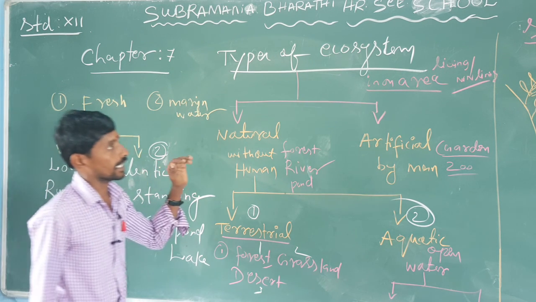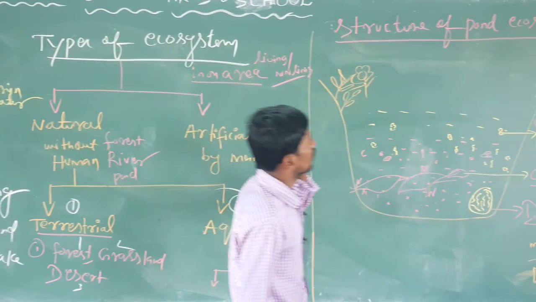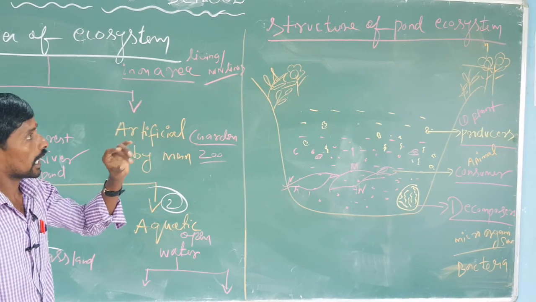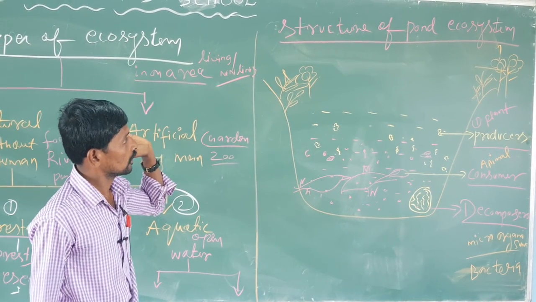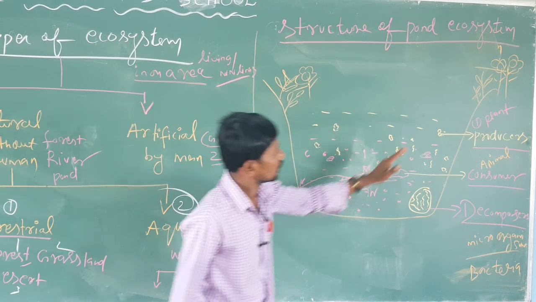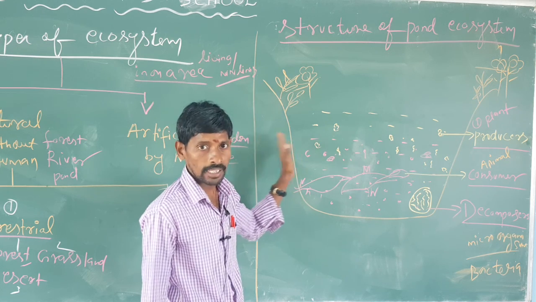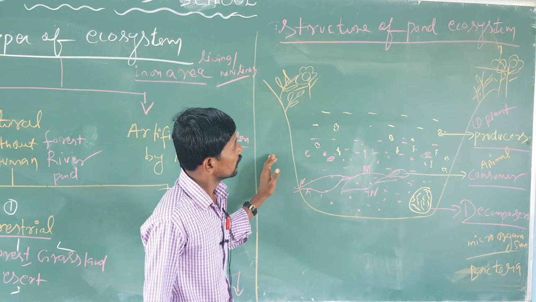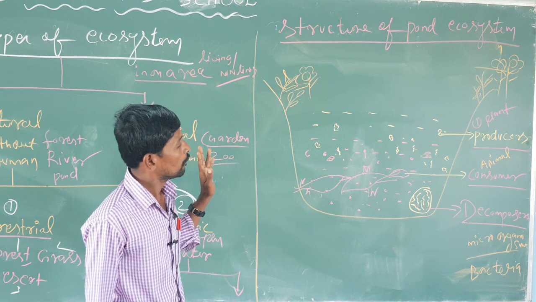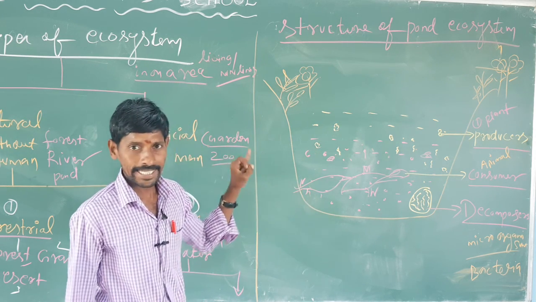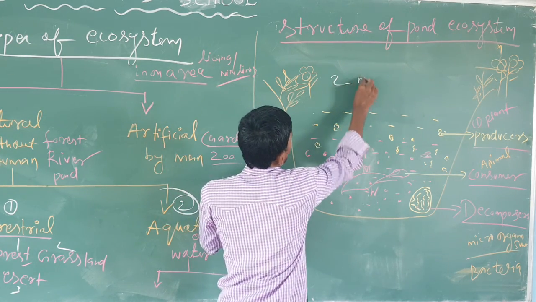Second part: the structure of the pond ecosystem. The individual ecosystem, the aspect of the pond ecosystem, the structure of the pond ecosystem. For example, a pond has environmental conditions specific to the pond. This pond ecosystem has two major components. Major component one, biotic; major component two, abiotic. Two major components.